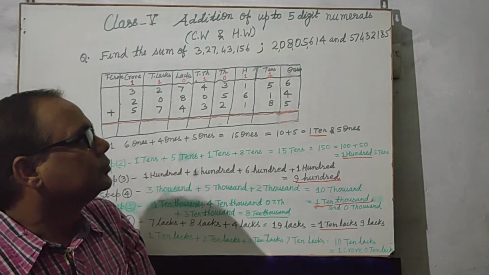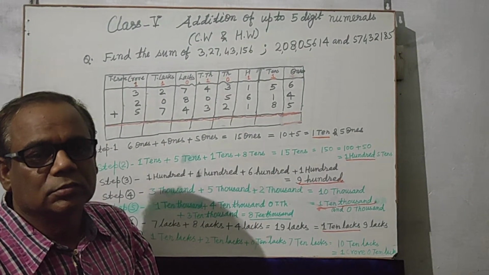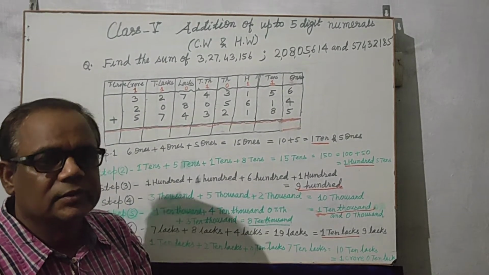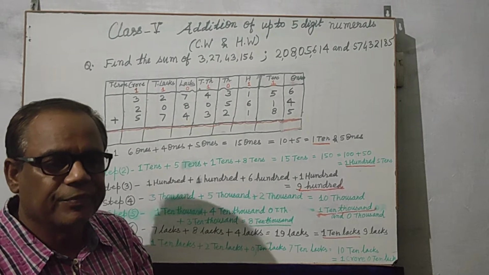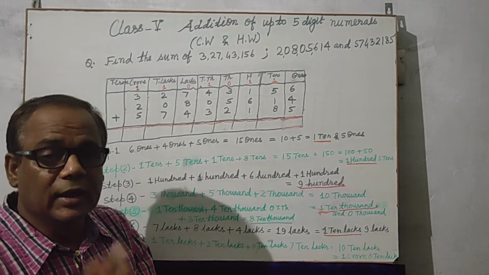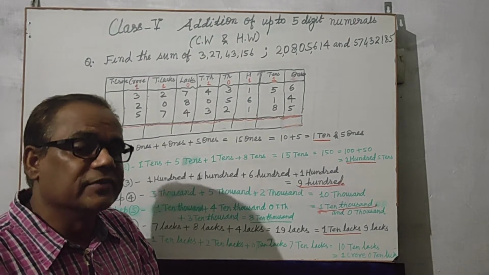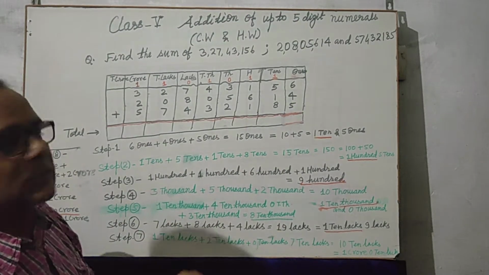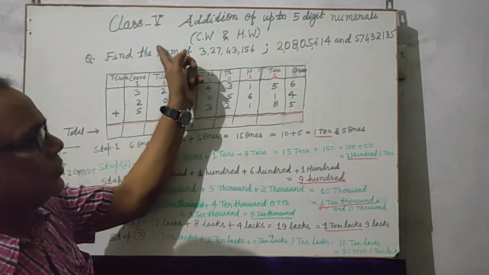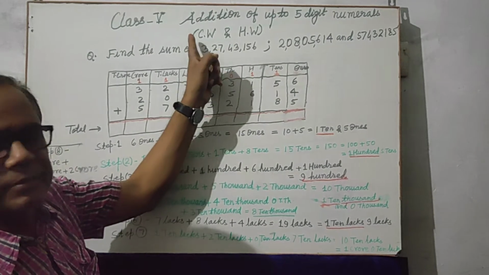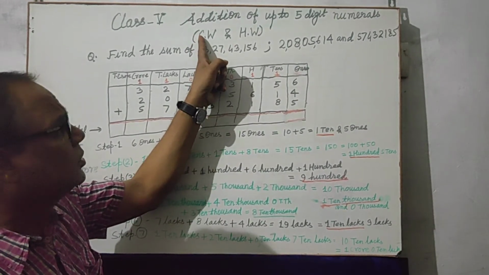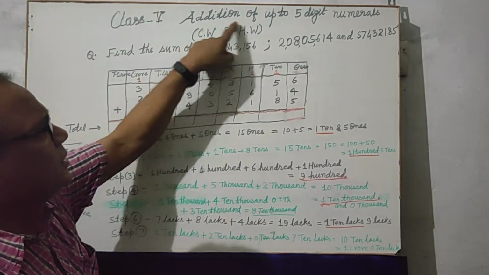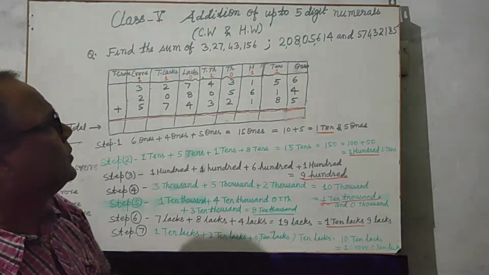We will learn to sum numbers of more than 6 digits with respect to addition with the help of a place value chart. Just see here, it is related to your syllabus from the prescribed mathematics book, class 5th. The topic is addition of up to 5 digit numbers.